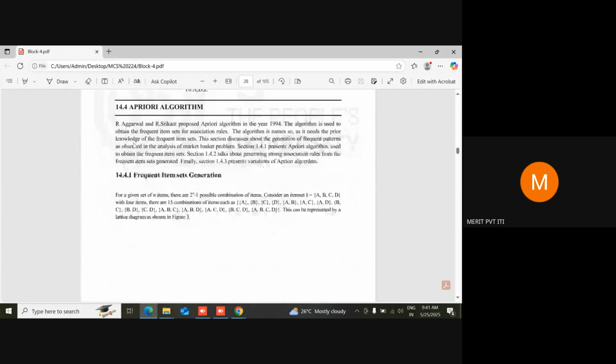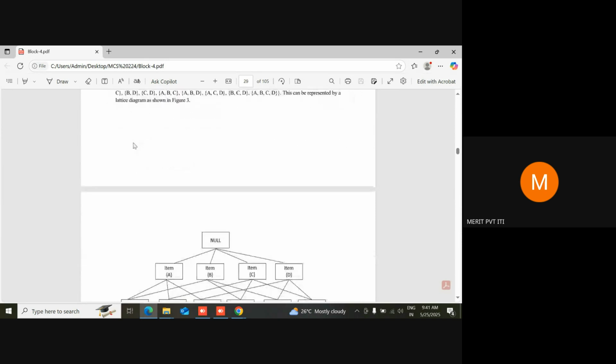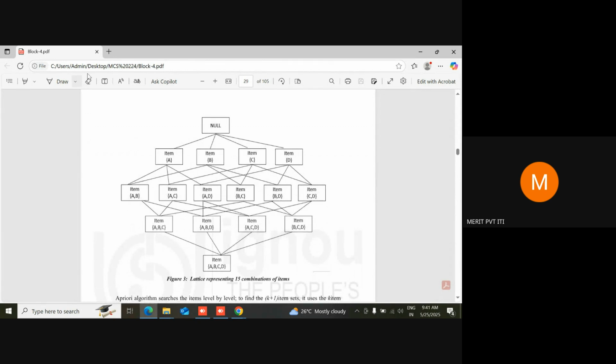Okay, so that is the frequent item set generation. For a given set of n items, there are 2 raised to the power n minus 1 possible combinations of items. Consider item set I with 4 items: A, B, C, D. There are 15 combinations of items: A, B, C, D, AB, AC, and so on. All these combined, there are 15 combinations. This can be represented by a lattice diagram as shown. This is the null set, then item A, item B, item C, item D, then AB, AC, AD, and so on, up to ABCD.